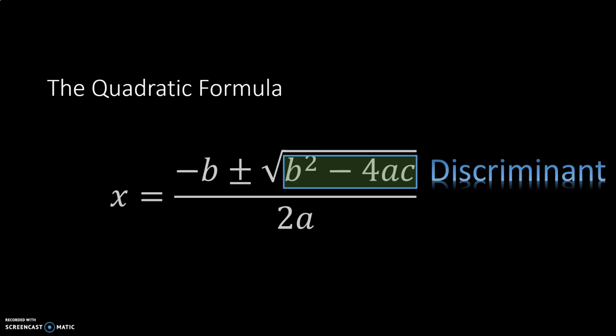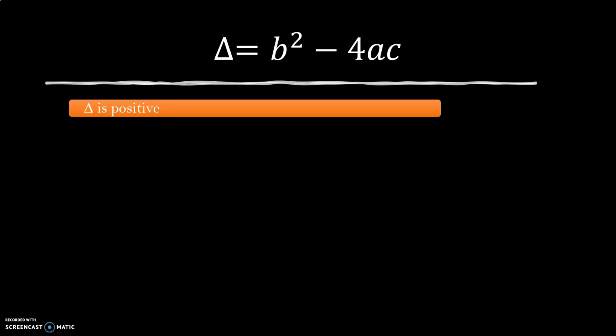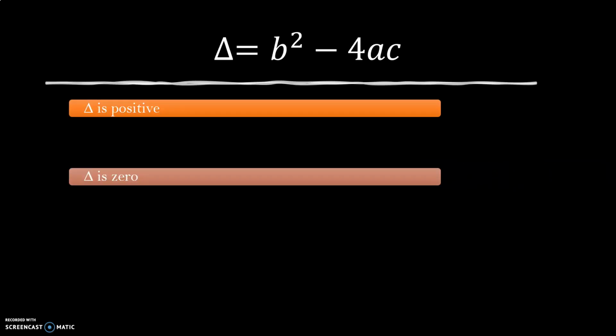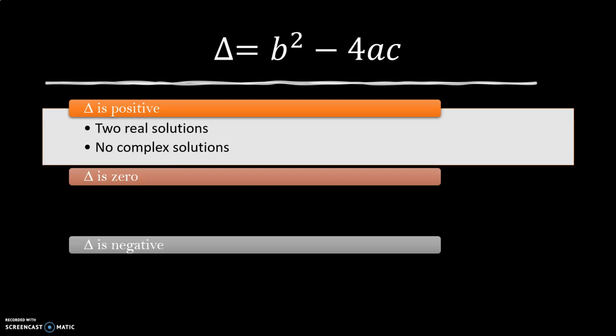This part of the quadratic formula is called the discriminant, and the discriminant tells us a lot about our answers. If the discriminant is positive, then you have two real solutions to your quadratic. If it is positive, you have no complex solutions. The way the graph looks, if you have a positive discriminant, is either your vertex is below the x-axis and the quadratic opens upward, or the vertex is above the x-axis and the quadratic opens downward, and so it would cross the x-axis in two different spots.